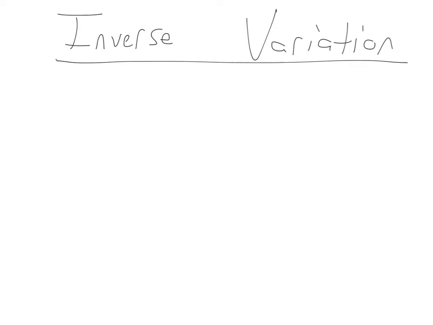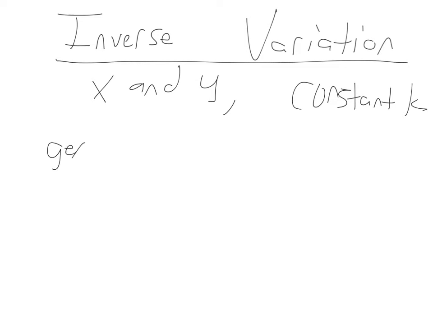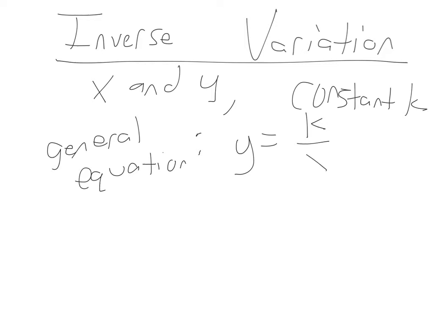Now the second thing we're going to learn about is inverse variation. In inverse variation, you have the same quantities, x and y, and you have your constant of variation, k. To get the general equation for one variable, you have to divide the constant of variation by the other one.